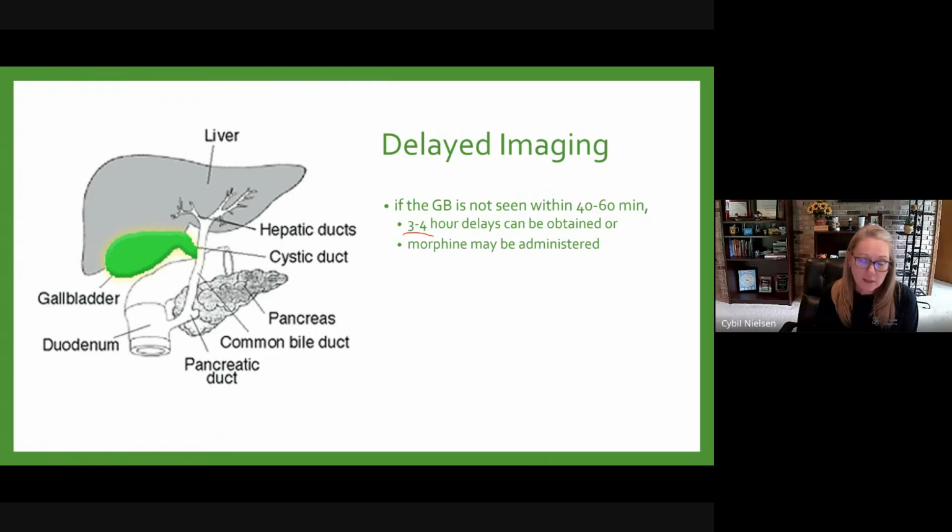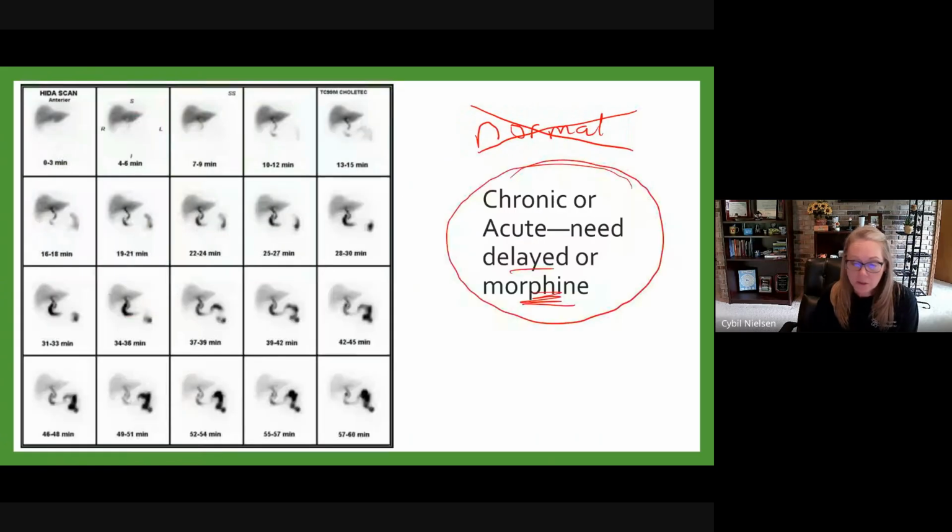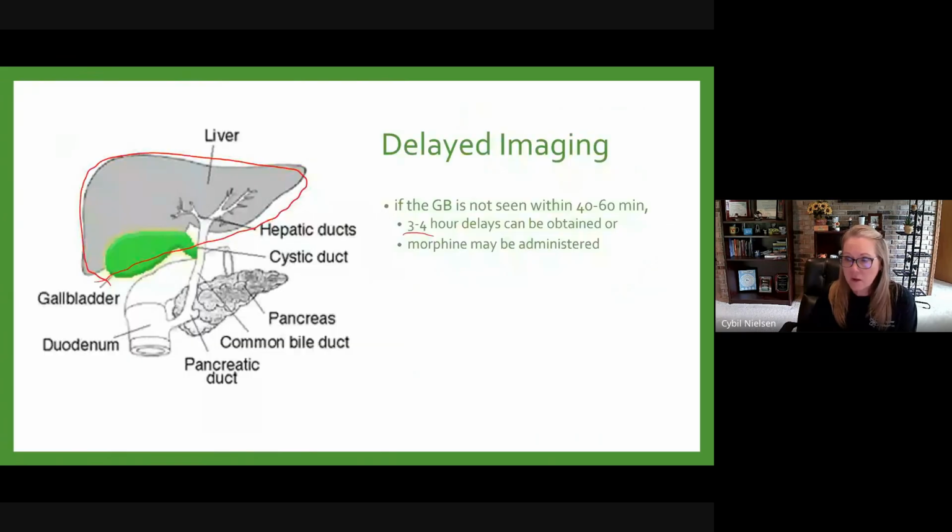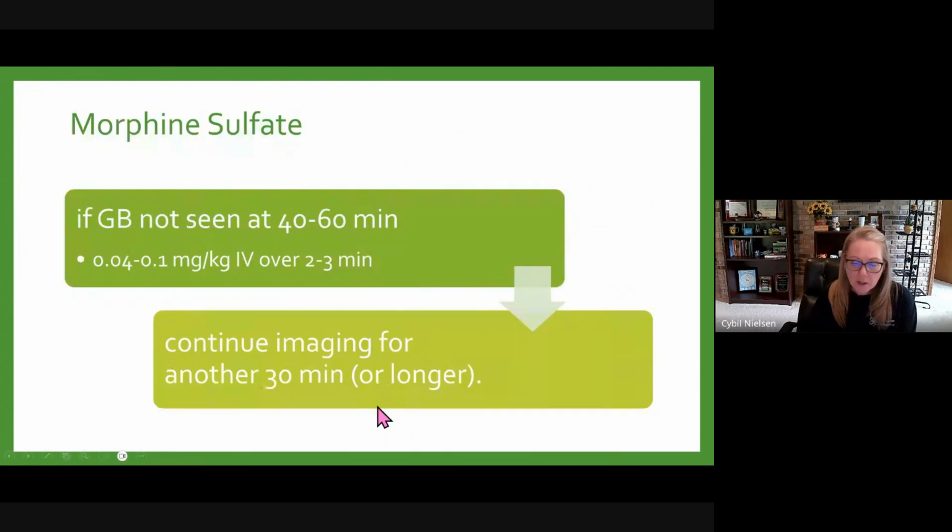Now, the other thing you have to keep in mind is if there's no activity left in the liver, then there's no way it's going to get into the gallbladder. So in this case, you can still see activity in the liver, so that's fine. But sometimes you don't see the liver at all. You either have to give a booster dose or it's just not going to work. Morphine, if you give morphine, this is the dose here, 0.04 to 0.1 milligrams per kilogram. We're going to give it slowly and then continue imaging for another 30 minutes. And then, like you said, if it still doesn't show up, then you can do a delay.